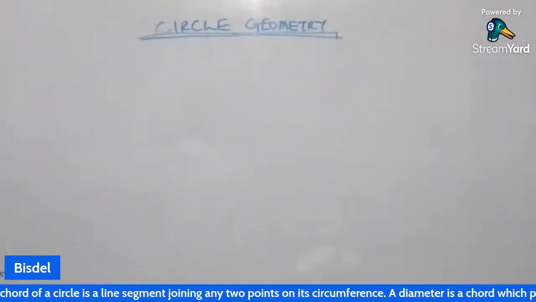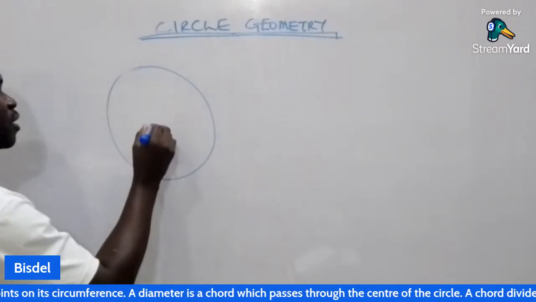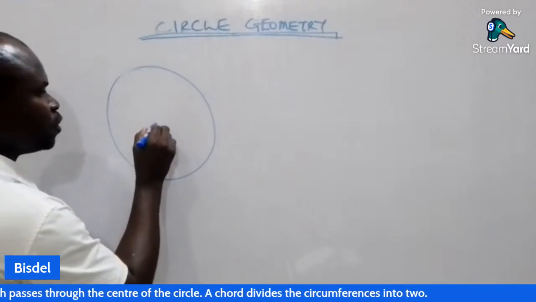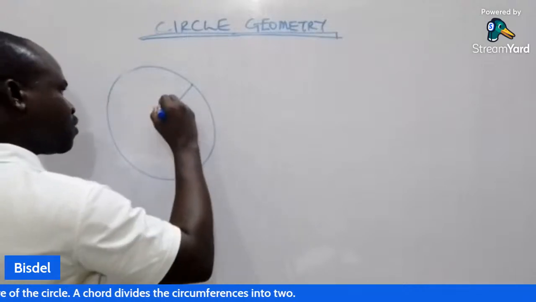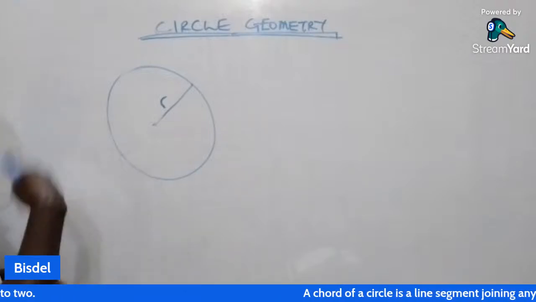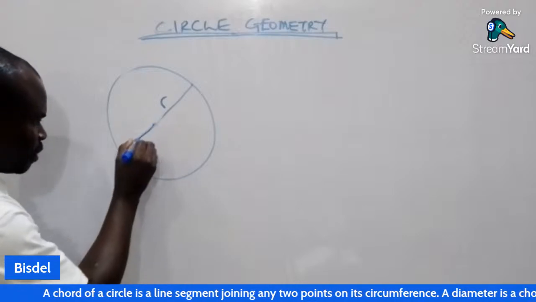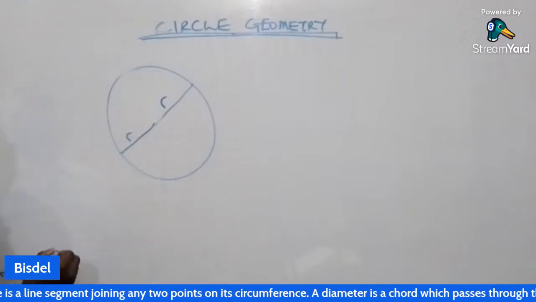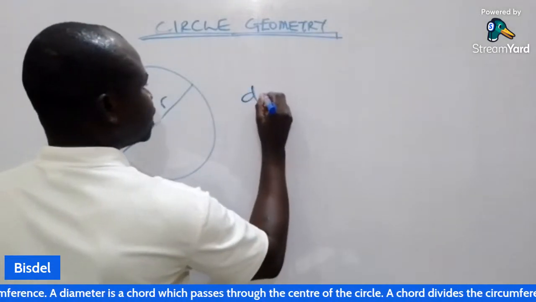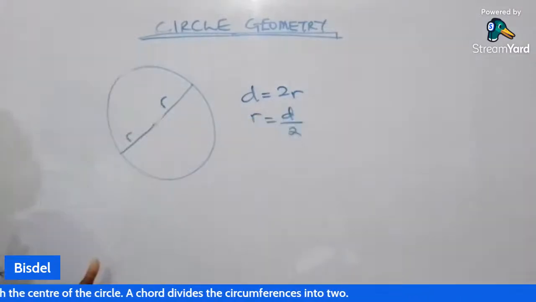Today we want to look at circle geometry. Of course, from the word circle, we all know a circle. A circle has a center. A line drawn from the center of the circle to any part of the circumference is called radius. And we can have another line from this center back to this place. It's also called radius. Two radii make a diameter. That is, diameter is equal to 2 radius, so radius is equal to diameter all over 2. We all know this relationship.